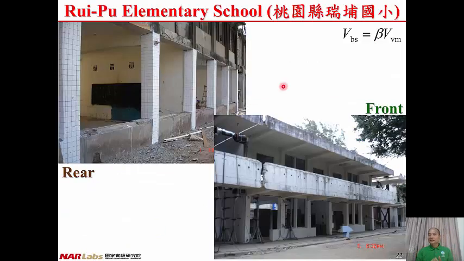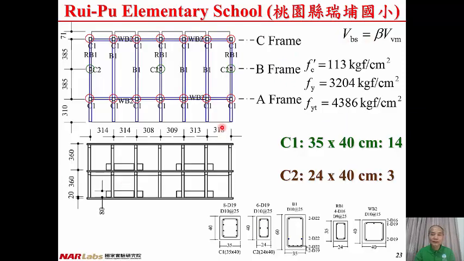And here is an example taken from the Rui-Pu Elementary School at Taoyuan County. And here's a building in the school. That's the front view, the front photo of the building. And here is the rear photo of the building. And we are going to compute the seismic capacity of the building, VBS equal to beta times VVM. And here's the elevation of the building, and here's the plan of the building.